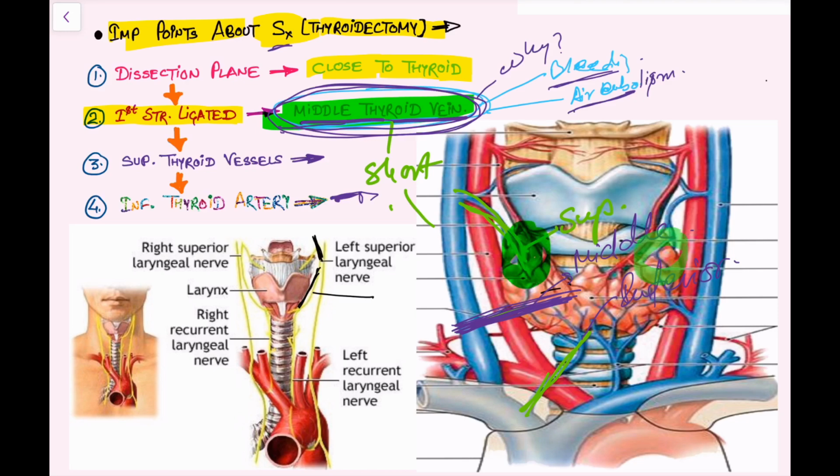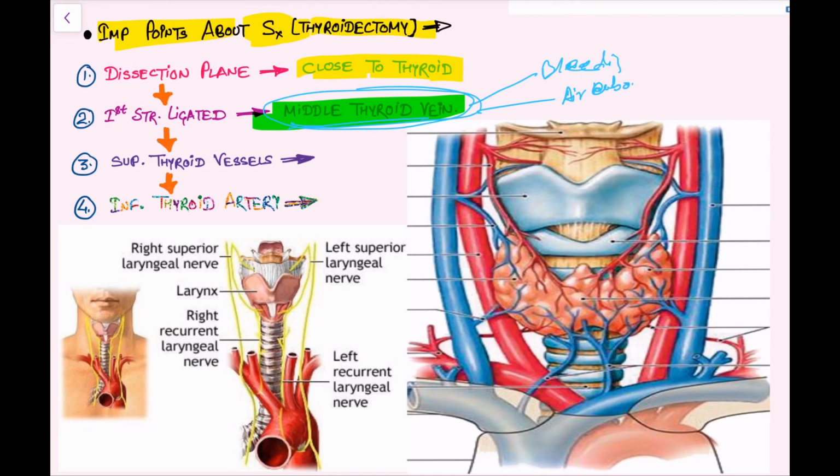During this, the superior thyroid vessels, like the superior thyroid artery and superior thyroid vein, this is the superior thyroid artery, superior thyroid vein, should be dissected, skeletonized and ligated individually. So we have to ligate the superior thyroid artery and vein separately.